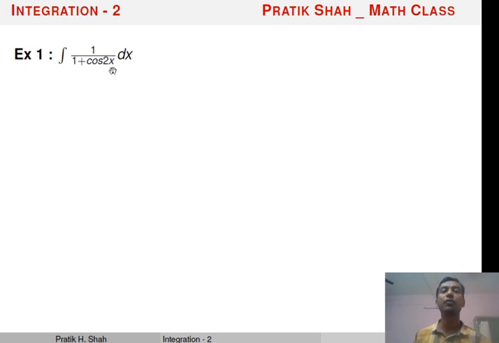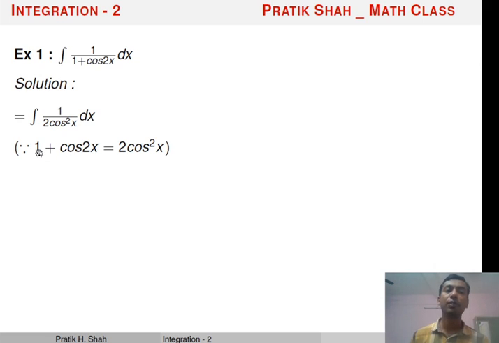Integration of 1 upon 1 plus cos 2x dx. Whenever you see a 2x related formula, you will have to substitute the appropriate term that you have learned in trigonometry. If you remember, cos 2x is equal to 2 cos square x minus 1. So from this we can say 1 plus cos 2x is equal to 2 cos square x. So in place of 1 plus cos 2x we are substituting 2 cos square x.